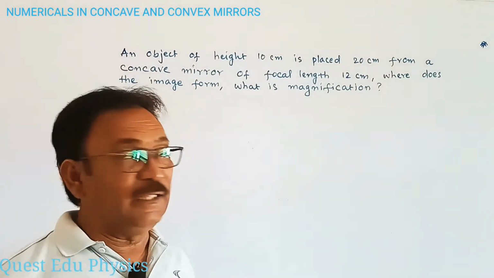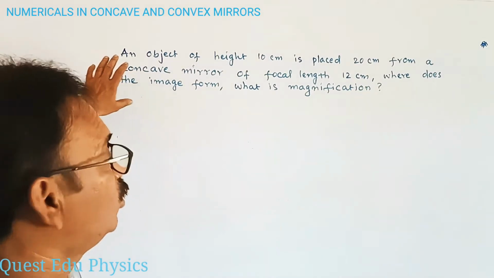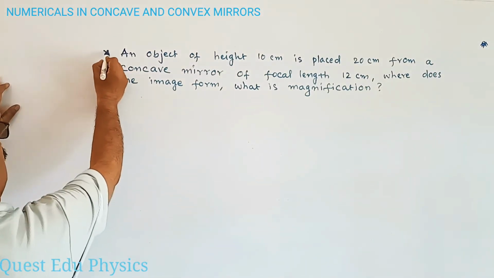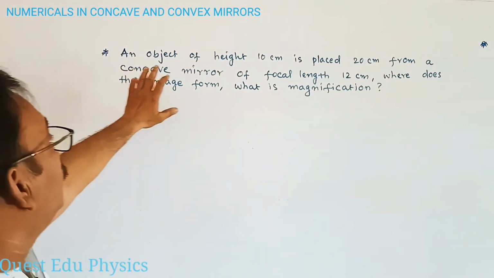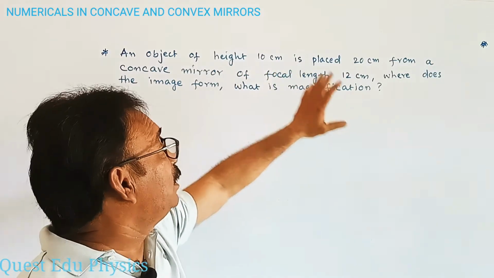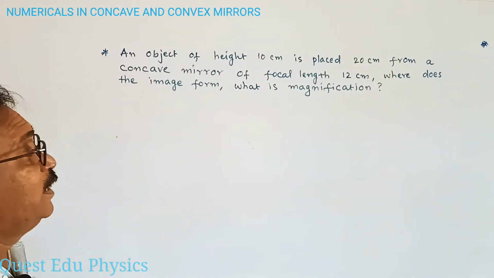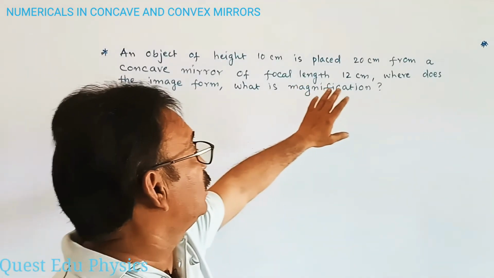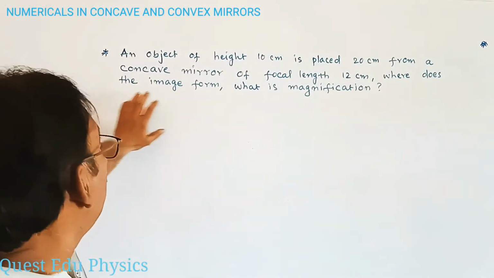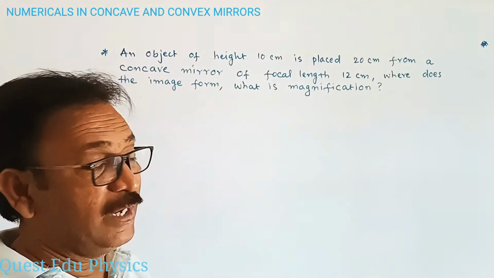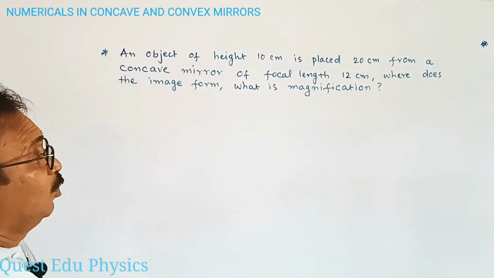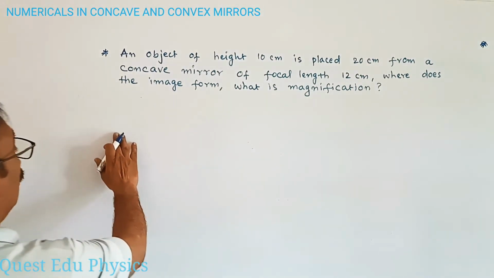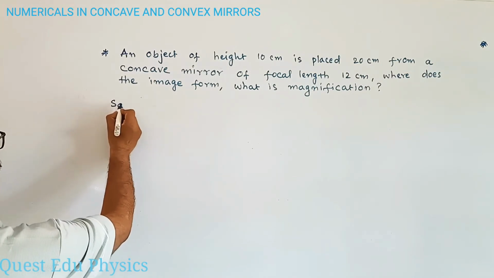Students, let's take a problem on the board. The problem is: an object of height 10 centimeter is placed 20 centimeter from a concave mirror of focal length 12 centimeter. Where does the image form? What is the magnification? Okay, students, how to do the problem?